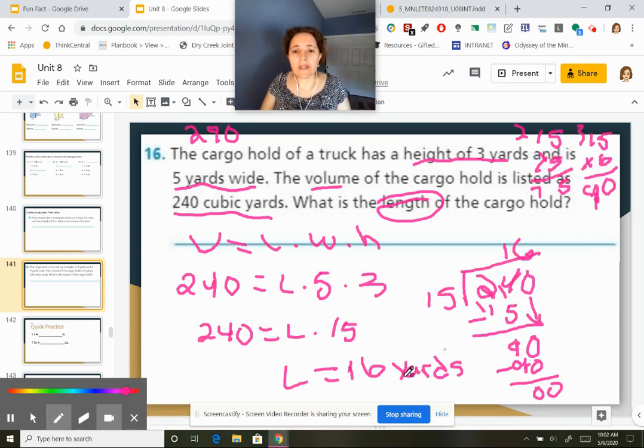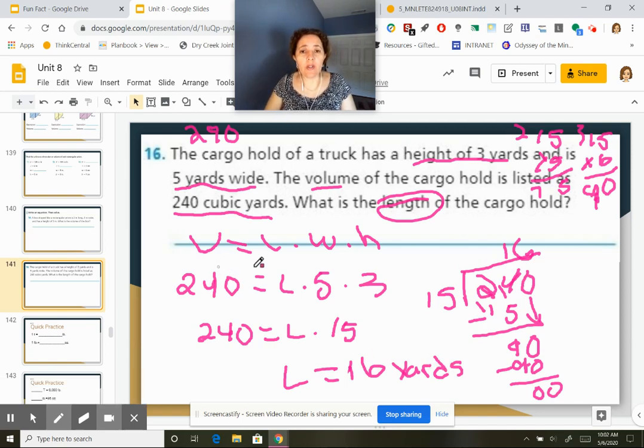Okay, if you got 16 yards, you'd be correct. So I wrote down volume is equal to length times width times height. I knew my volume was 240 cubic yards, so 240 goes under the V. My length, that's what I'm looking for. My width, it told me that it was 5 yards wide, so my width is 5. And it told me the height of 3, so 3. I multiplied 5 times 3, and I got 15. So then I got 240 is equal to L times 15. So 15 times what is going to give me 240?